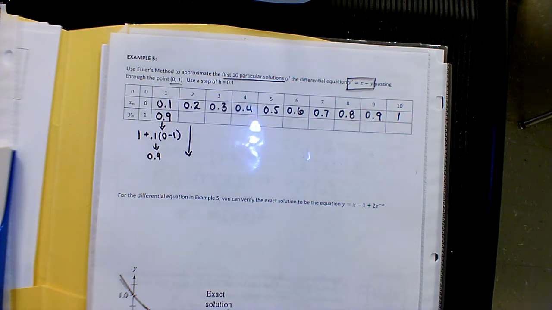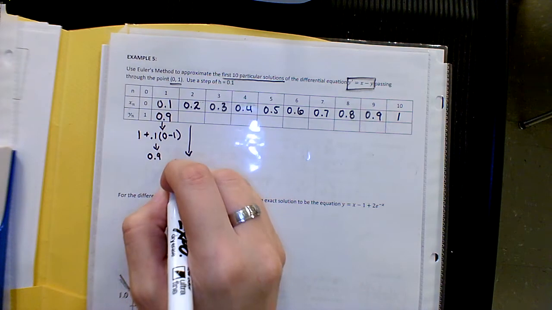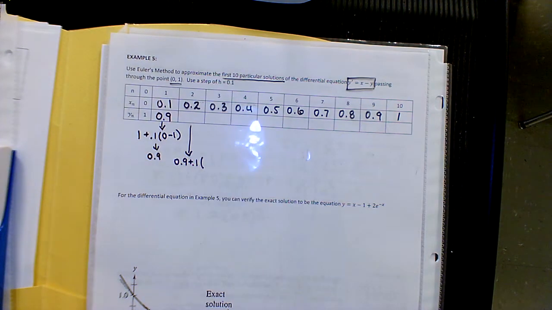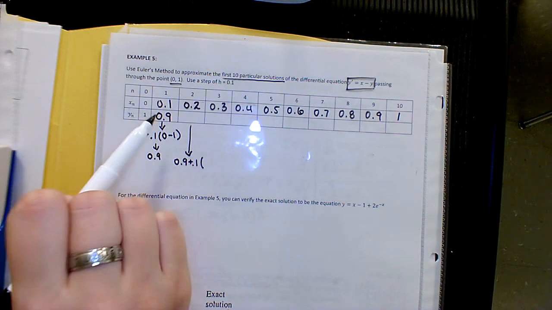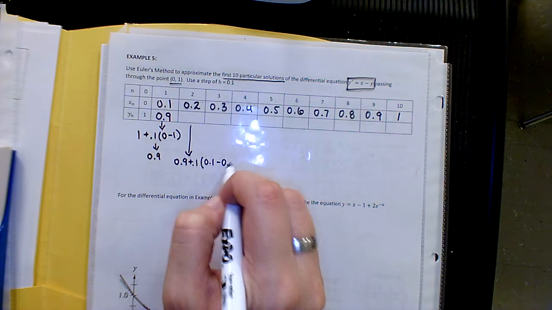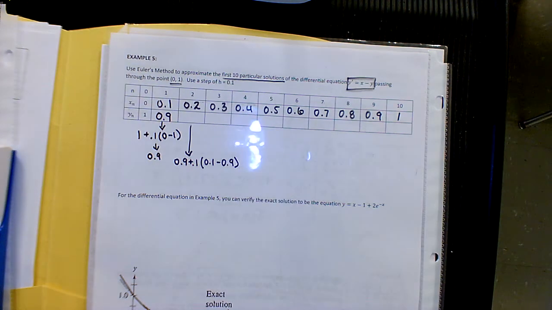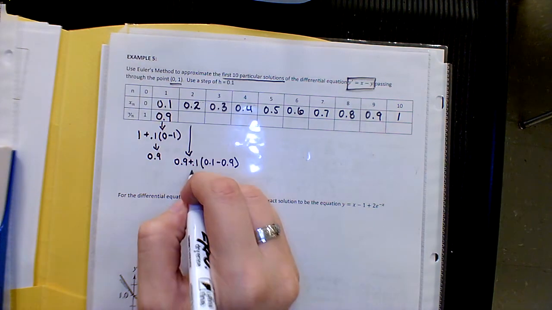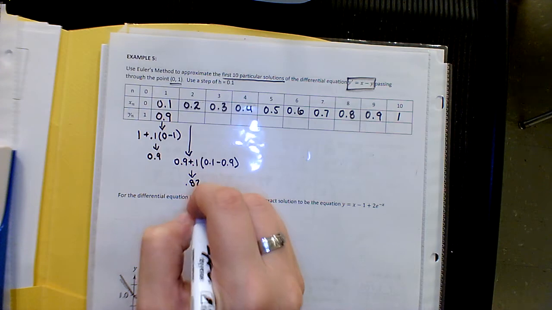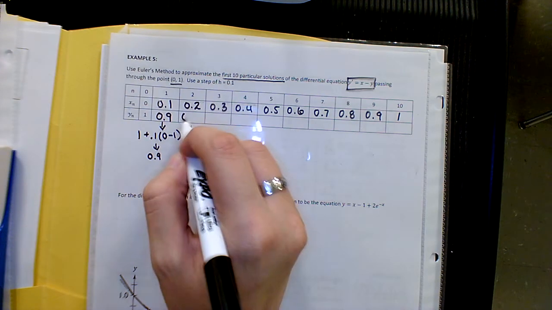Okay. If we try the next y value, we need the previous y plus the step, times the slope from the previous point. Your previous point is the x value minus the y value. And looks like we would get 0.82.